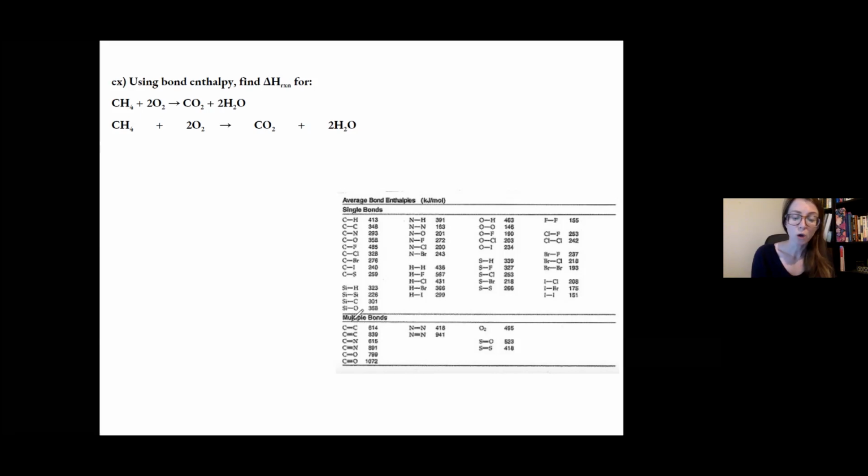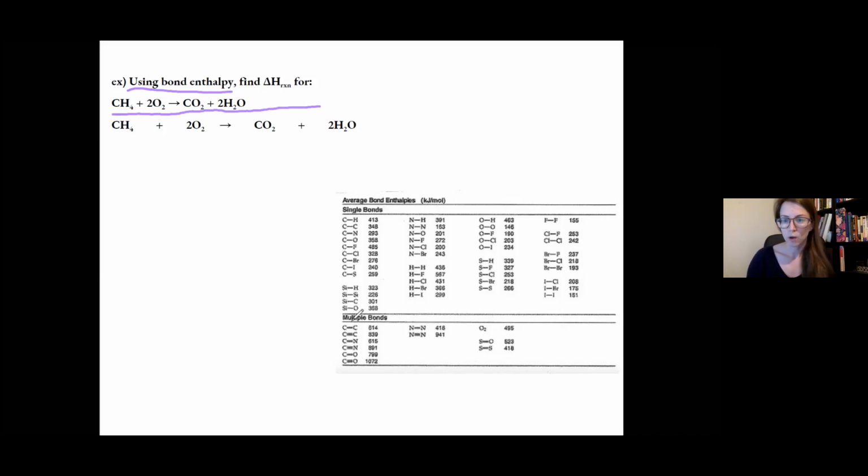Okay, so you'll always know that I want you to use this particular method for finding heat of reaction when it says using bond enthalpy. So you don't have to guess. And we're given a reaction here. I wrote it out twice because the second time is just going to help me do what I need to do. Using bond enthalpy, find the heat of reaction for CH4 plus 2O2 yields CO2 plus 2H2O.